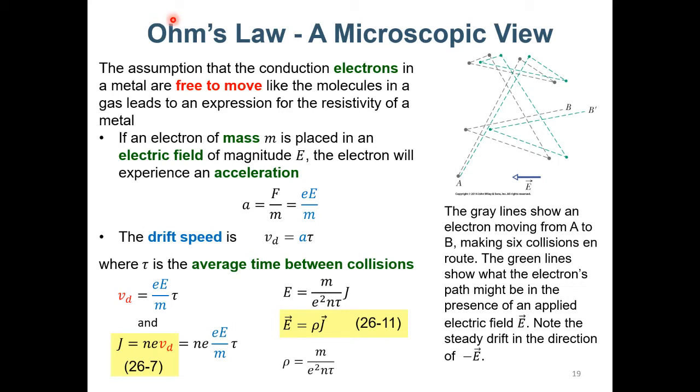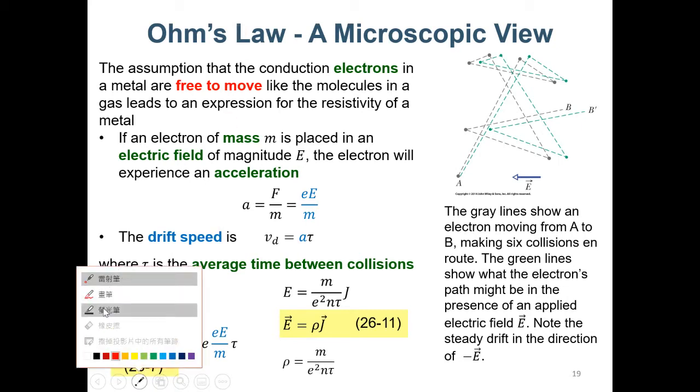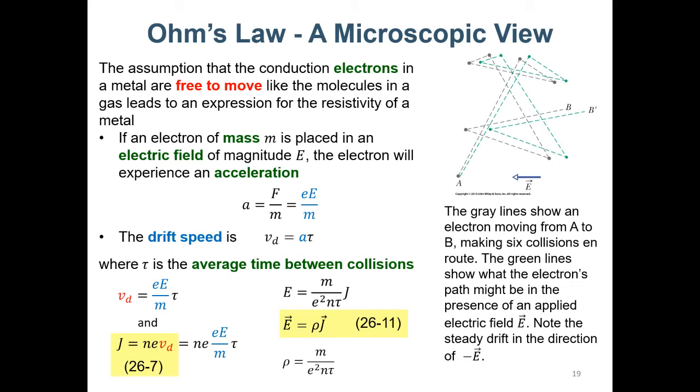So let's see another topic. It's about Ohm's law in a microscopic view. So the assumption that the conduction electrons in a metal are free to move like the molecules in a gas leads to an expression of the resistivity of a metal.